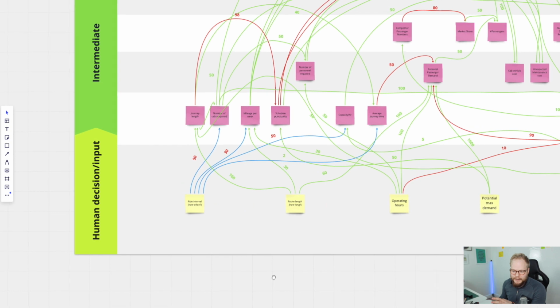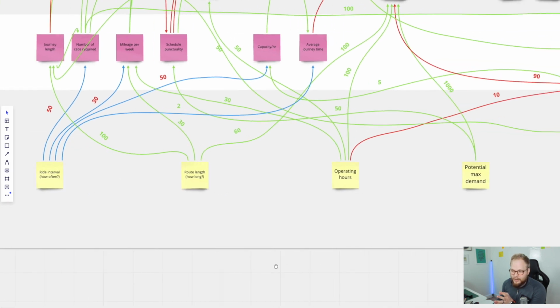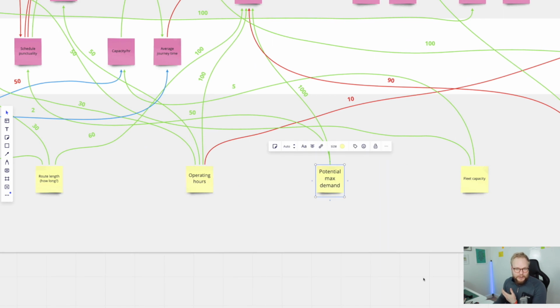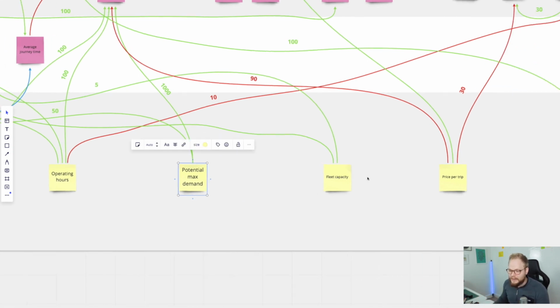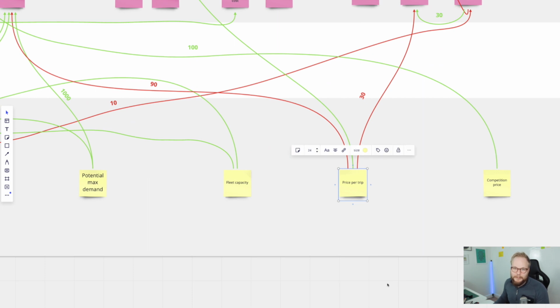In this specific example, we know that our managers in transport always set, let's say, in their systems, in the spreadsheets or the apps, what's the interval for rides, like how often do cabs go, what's the length of the cab journey, what are the operating hours overall, what's the potential maximum demand, so is it thousands of customers we need to serve today or something. And they would calculate and crunch those numbers, right? What's the fleet capacity, what's the price per trip, is it £1, is it £20, is it a pound a mile or something, and what's the competition price.